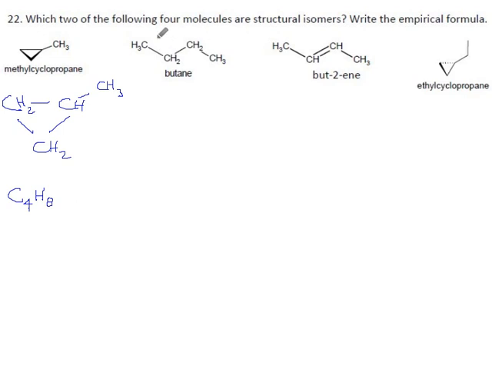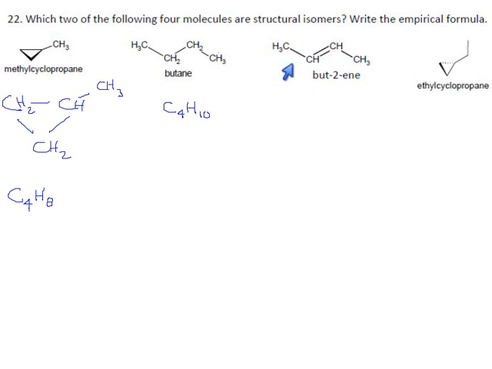What about butane? This one's nice. They already did the hydrogens for us. So this has 1, 2, 3, 4 carbons, and 1, 2, 3, 4, 5, 6, 7, 8, 9, 10 hydrogens. Not a match. These two are not isomers, but the search continues.